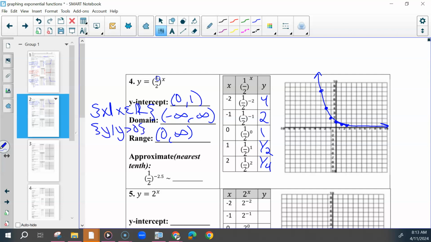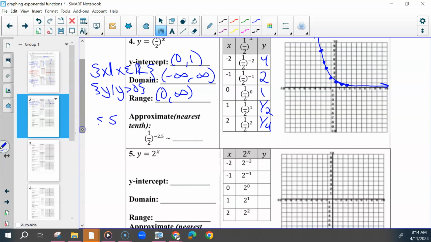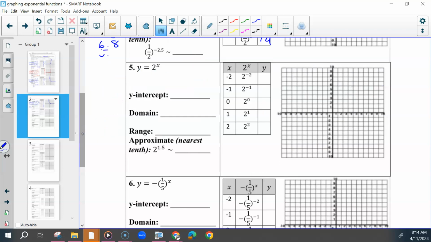Alright, now this one says approximate to the nearest tenth. So just one decimal place. Before you put it in your calculator, anyone want to guess? What did you say? 5.5. So at -2.5, 5.5. So it's somewhere right here. I think 6.8. Anyone else want to guess? What about 5.3? You want 2 guesses? Yeah. Okay. 5.6. Okay. 5.4. Okay.